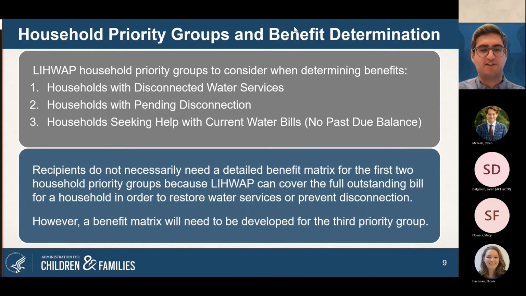Recipients do not necessarily need a detailed benefit matrix for the first 2 household priority groups, because LIHWAP may be used to cover the full outstanding bill for a household in order to restore water services or prevent disconnection. However, a benefit matrix will need to be developed for the 3rd priority group.